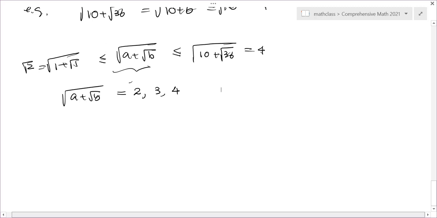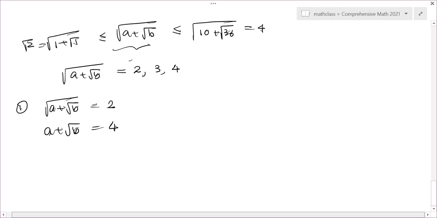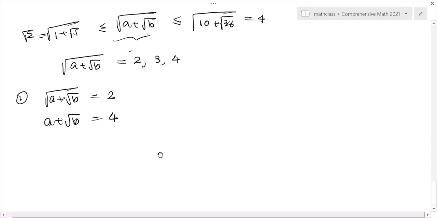Okay, so case 1, if the square root of A plus the square root of B equals 2, and the sum equals 4, right? In this case, I think it's easy to get. You let A be 1, right? If A is 1, then the square root of B is going to be 3, so B is going to be 9.